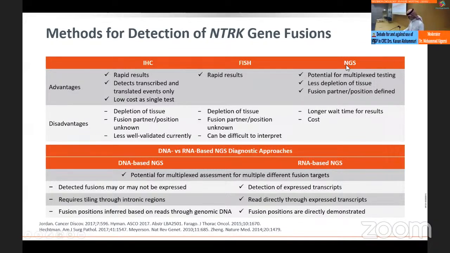There is the NGS, which has its advantages by testing more genes, specifically the pressing panel, which I have explained, that may confer resistance to anti-EGFR monoclonal antibody. It is still perhaps costly. However, the fusion partner position is well defined. So it is a more validated and a more solid test to detect NTRK fusions.